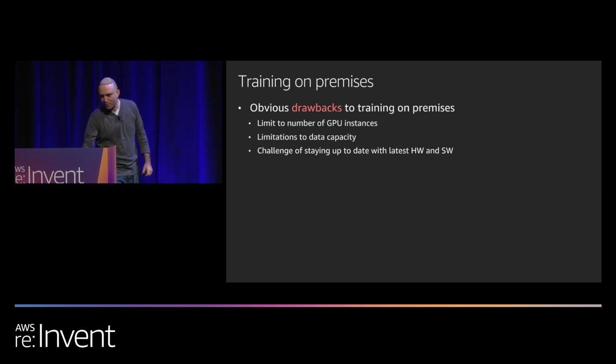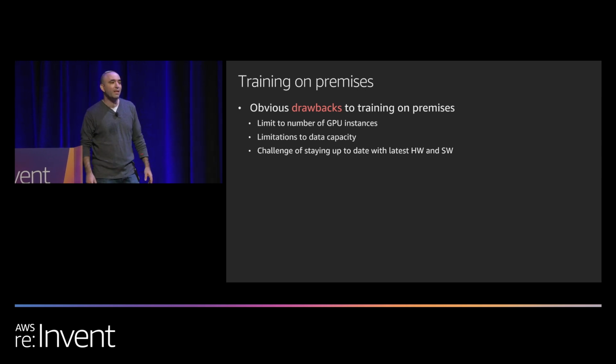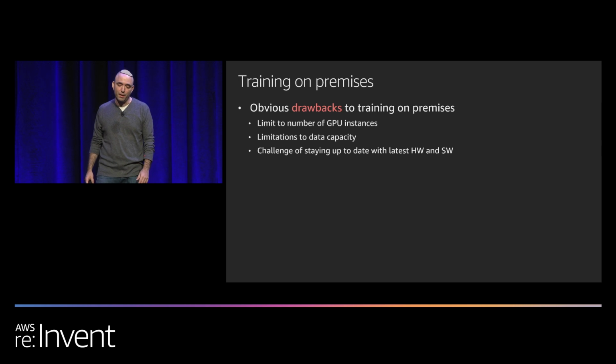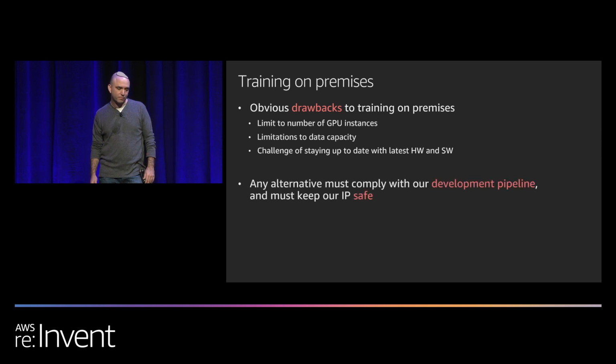Naturally, we started to look for alternatives. The constraint being that any alternative would need to comply with our existing data development pipeline and have to keep our IP safe. This is where SageMaker came into the picture.